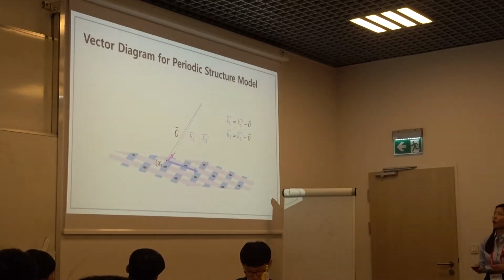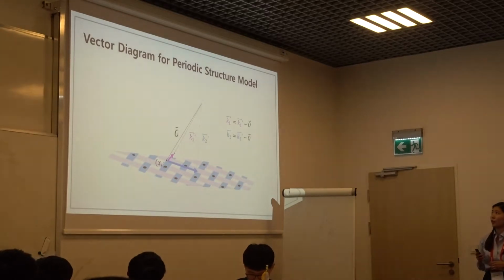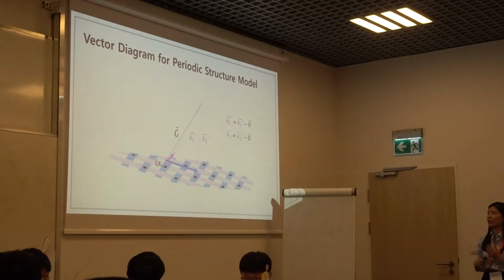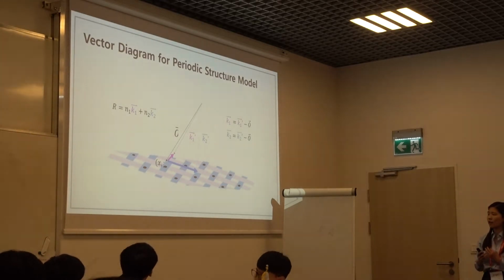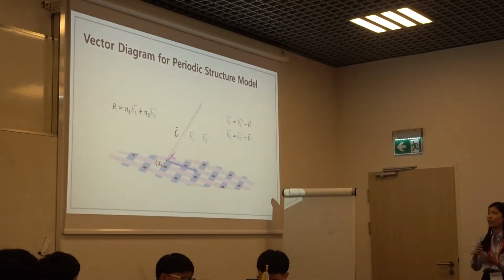And for a more precise model, we're going to draw a vector diagram for the periodic structure model. So K1 and K2 each define the inverse of the wavelength. And here, we can point out that each of the points can be explained by a linear combination of K1 and K2.